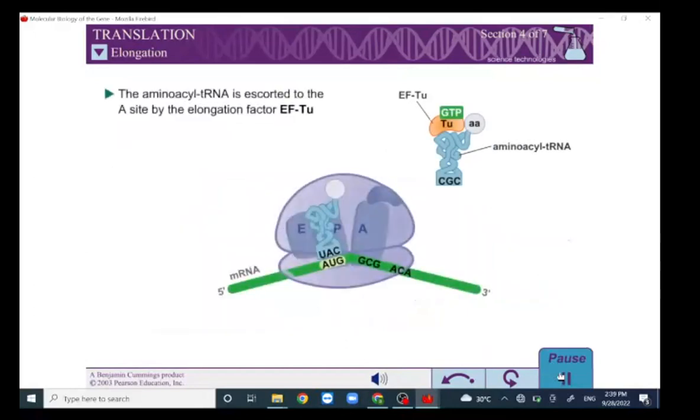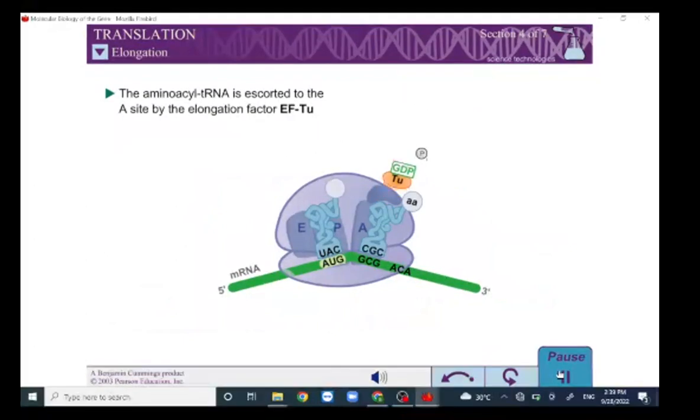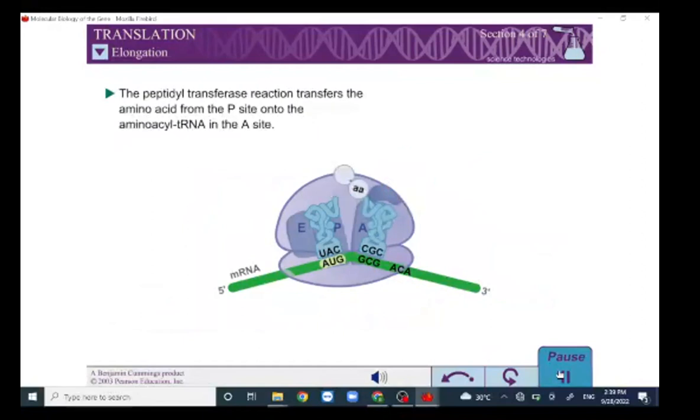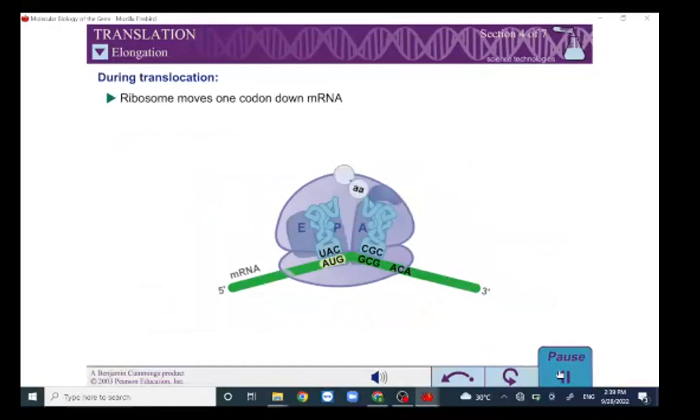Next, what happens? The amino acid tRNA is escorted. Who is going to bring that amino acid tRNA to your mRNA? That is going to be the role of your elongation factor TU. What does your elongation factor TU do? It does an escorting work. Once that is done, there is going to be another GTP used at this particular site. So your ribosome moves one codon down the mRNA.